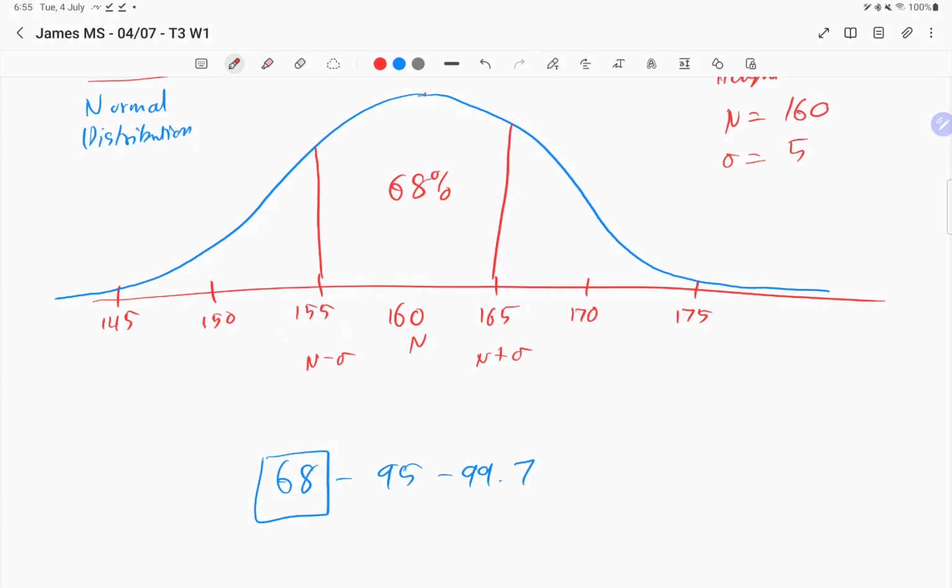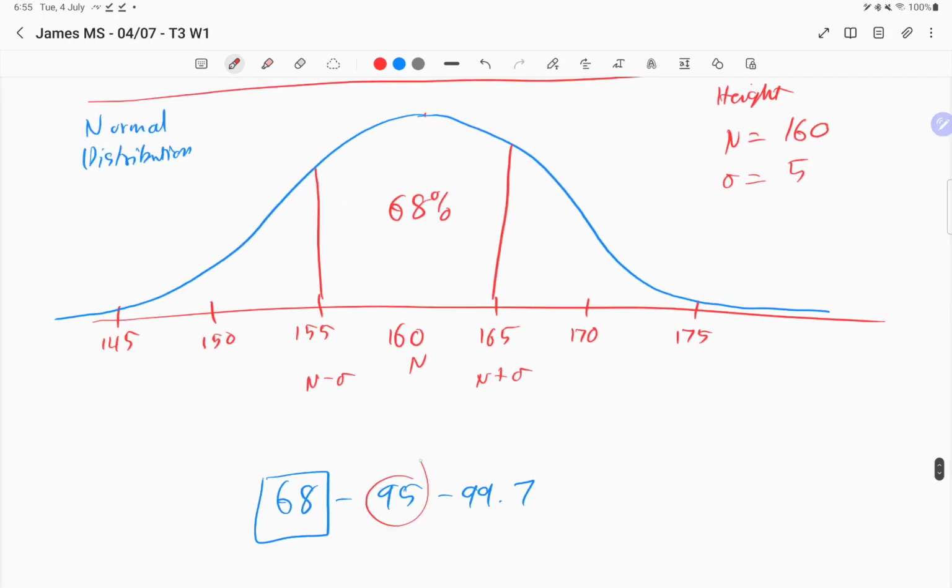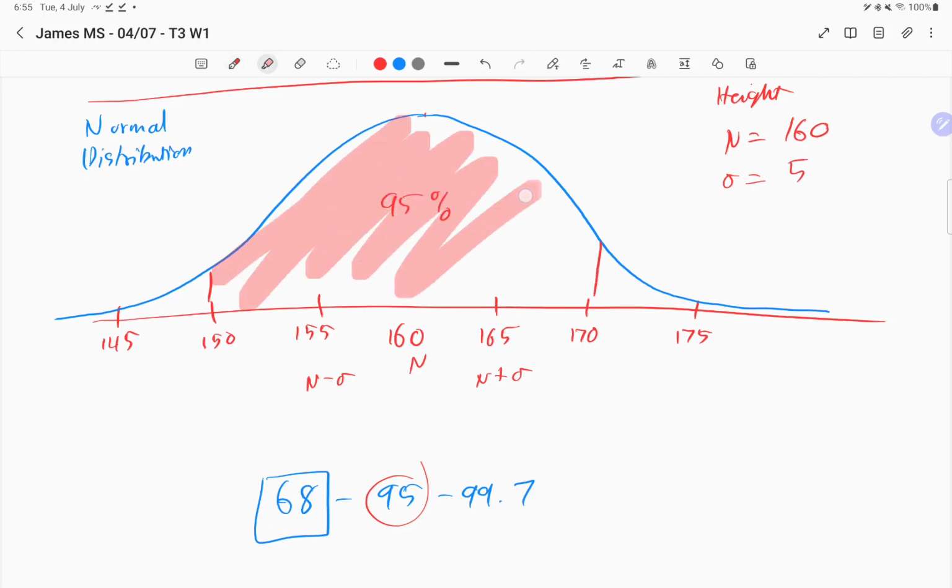Okay, and then the 95 rule, so you can probably guess it by now. The 95 rule means that 95% will have the height between plus minus 2 standard deviation. Okay, so this area here represents 95% of the people.